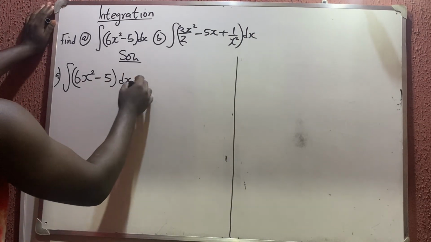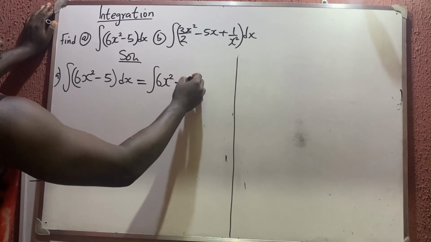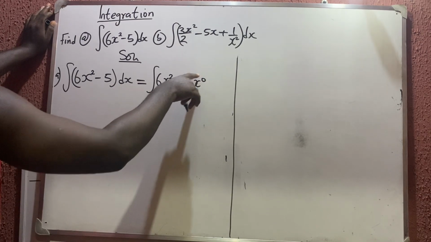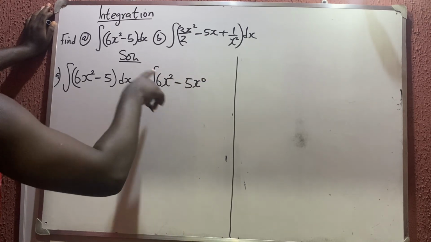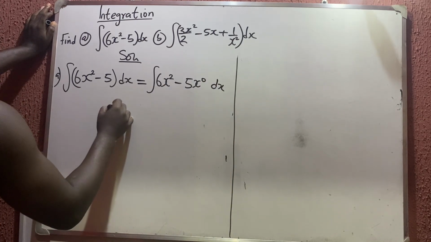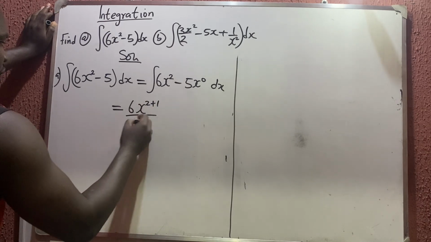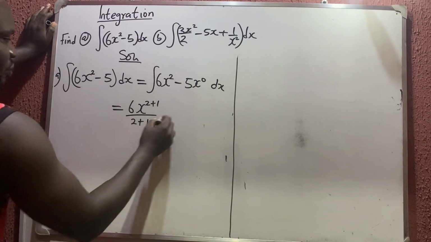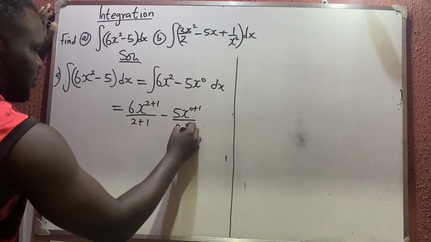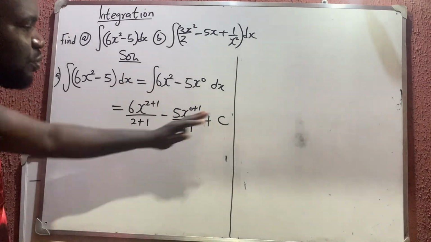Now in this question, I can write this as the integral of 6x raised to power 2 minus 5x raised to power 0. According to indices, any non-zero number raised to power 0 is 1, so 5 times 1 will still give us 5. Now let us apply what we just said. This is 6x raised to power 2 plus 1, add 1 to the power, divide by that new power, minus 5x raised to power 0 plus 1, divide by that new power 0 plus 1. You will always have plus a constant. Please, once you are done, just put plus a constant.